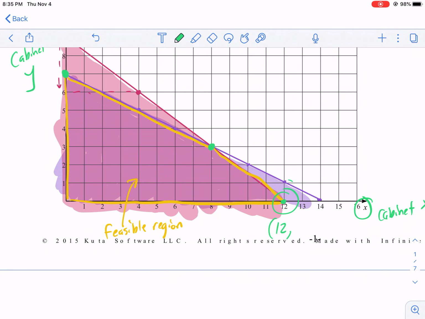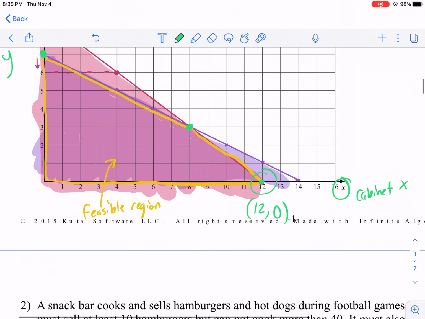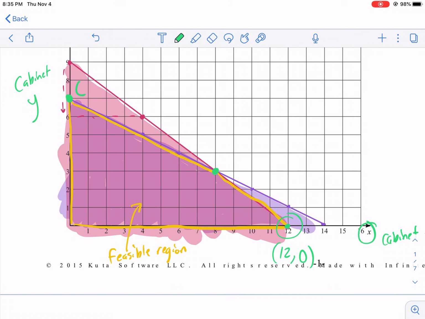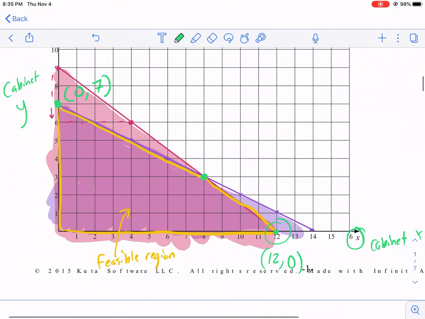So in this case, back to this example, ugly circle there, sorry, cabinet Y. We have 0 of cabinet Y. So this would be a way we can maximize this, 12 of X and 0 of Y. Likewise, we have this one, 0 X cabinets and 7 Y cabinets is one of the ways we can maximize our objective function. Remember, maximize space with the best bang for our buck. And then we have this one, 8 and 3.